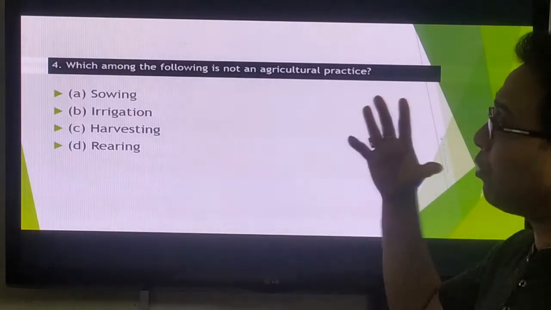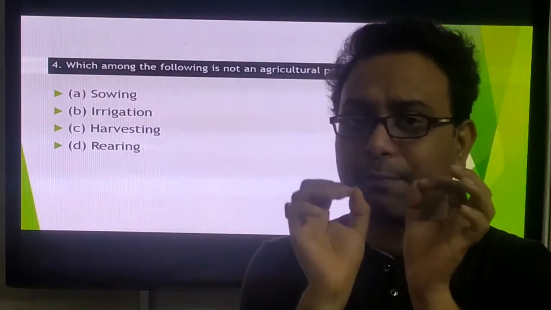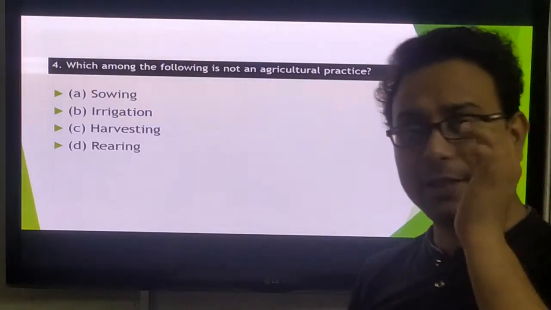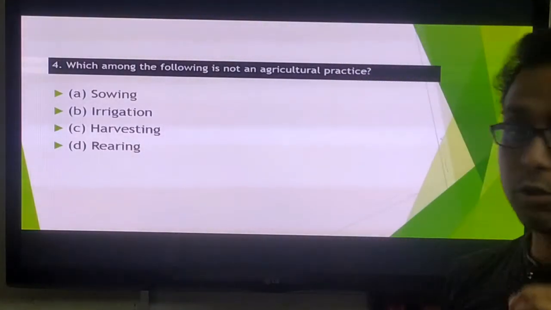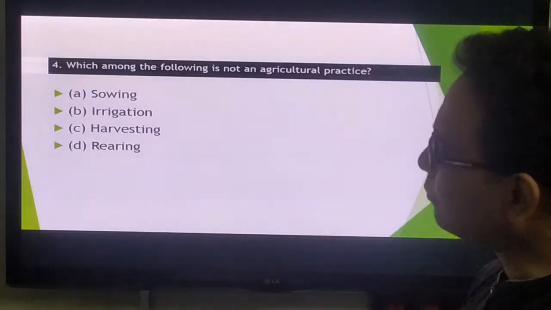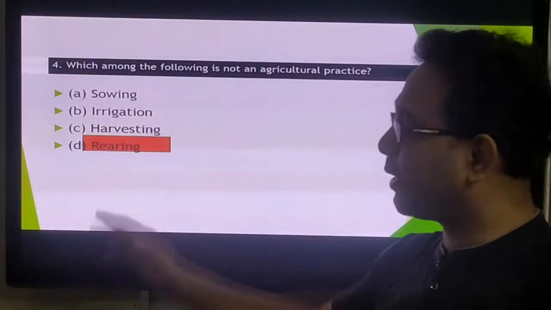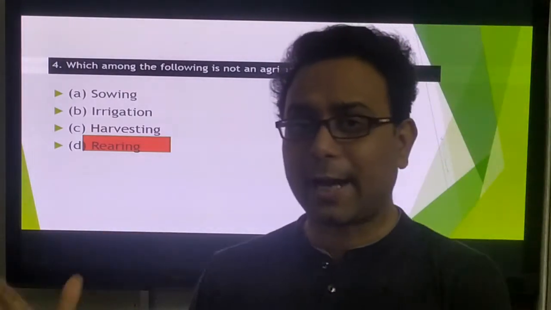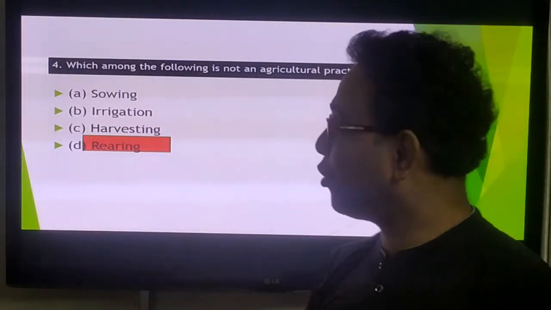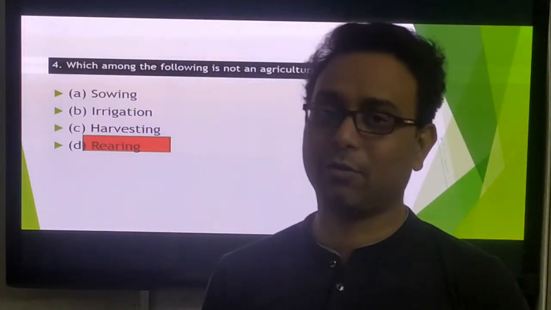Question number 4. Which of the following is not an agriculture practice in plants? I give you one clue: that is in plants. Which one is not? Please write the input in the live chat box. Right, that is rearing. Rearing is the case for animals. Animal rearing is most important, right? So that is not in plants. So our answer is 4D. So now our quiz is completed.